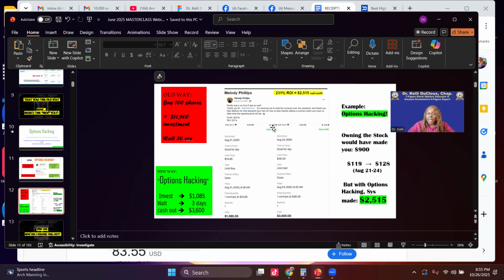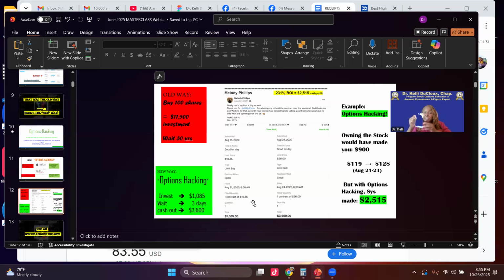Now, anybody can go back in time and look to see what was the price of Apple at the moment that Melody invested. So the moment she invested was August 21st, 2020 at 8:38 a.m. So when I went back in time, I found out that the price of Apple stock, the book, was 119 per share, meaning for 100, she would have paid 11,900 if she was doing it the old way. But because she knew how to do options hacking, she said, well, I'm just going to buy one of these coupons and I'm going to control 100 shares.